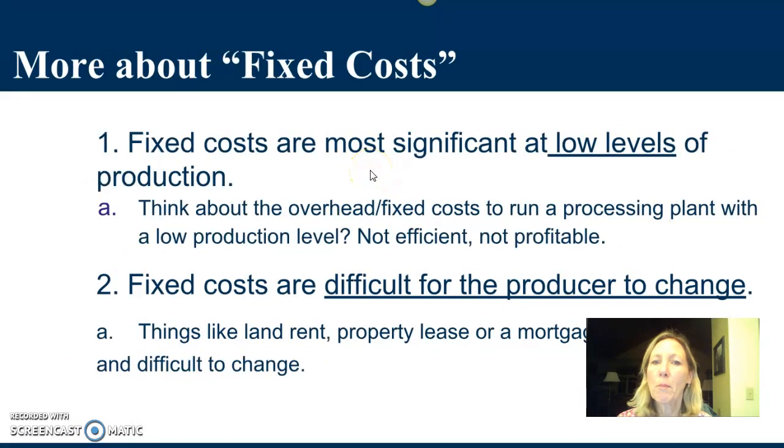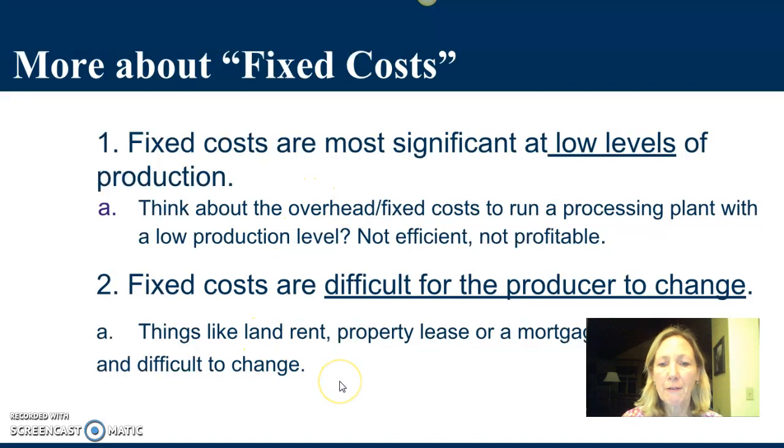Fixed costs, of course, are most important at low levels of production. So your overhead is high if you have a low amount of output. Fixed costs have a bigger impact on your costs at low levels of production, and that makes you inefficient and not profitable. If you think about an almond farmer who has a bad crop year, you're still paying the same amount of property tax. You just have less ability to recoup your costs because you don't have any crop. So overhead costs remain the same, and at low levels of output, they are very expensive.